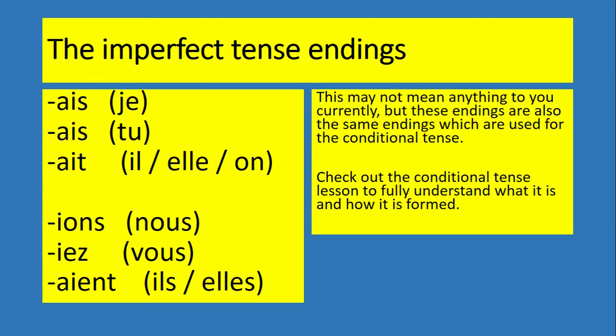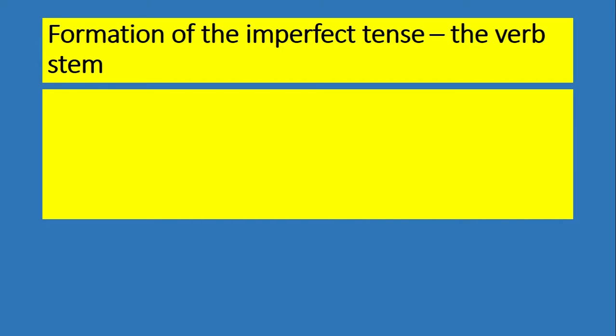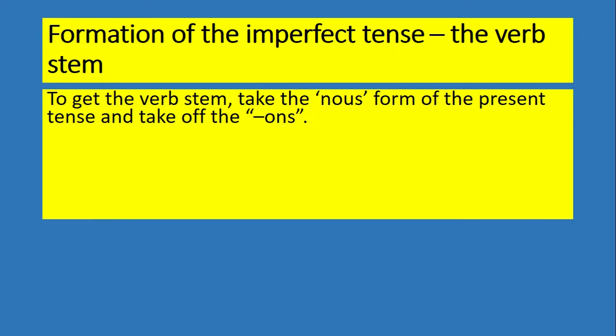AIS, AIS, AIT, IONS, IEZ, AIENT. So if you know these endings, you pretty much have two verb tenses for the price of one. For the conditional tense, the would tense, you add these endings onto an infinitive. But for the imperfect tense, the was playing or used to play tense, you add them on to the verb stem.